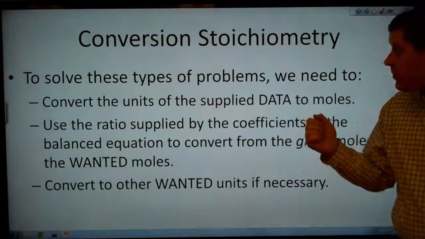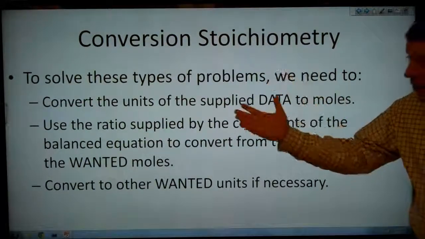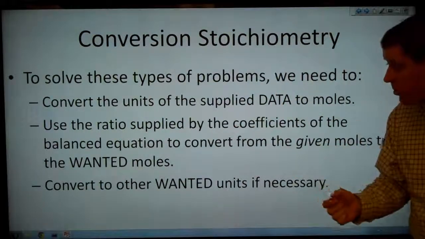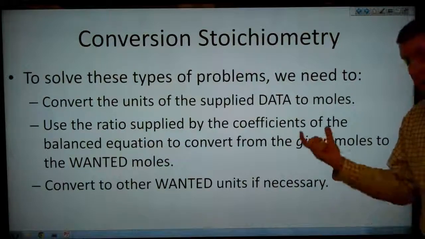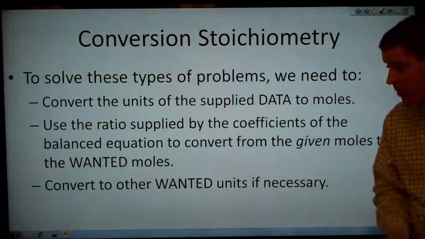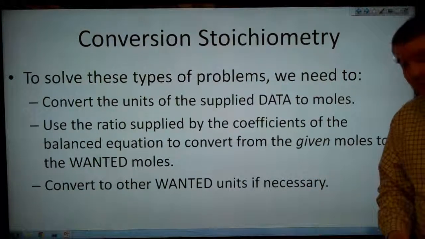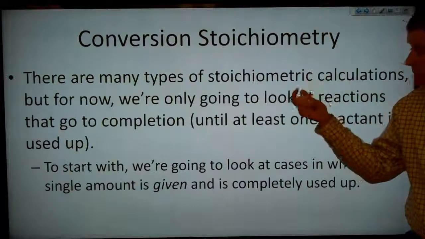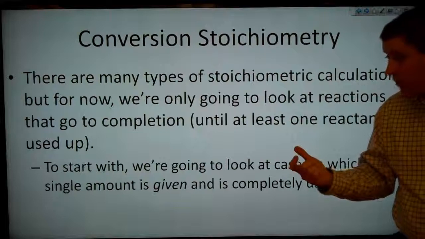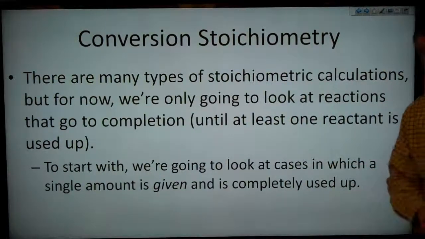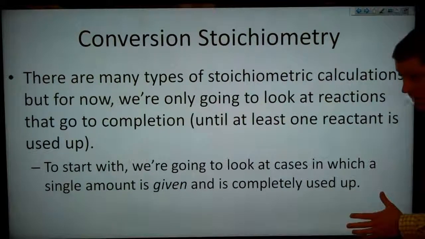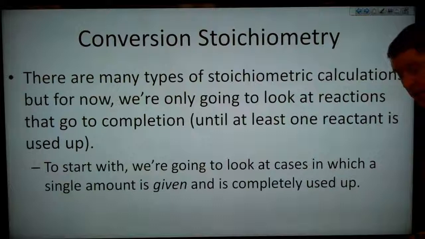To solve these types of problems, we need to do a few things. We need to convert the units of the supplied data to moles. We need to use the ratio supplied by the coefficients of the balanced equation to convert from the given moles to the wanted moles. And then we need to convert to other wanted units if necessary. Now, there are many types of stoichiometric calculations, but for now, we're only going to look at reactions that go to completion, which means until at least one reactant is used up. To start with, we're going to look at cases in which a single amount is given and is completely used up.